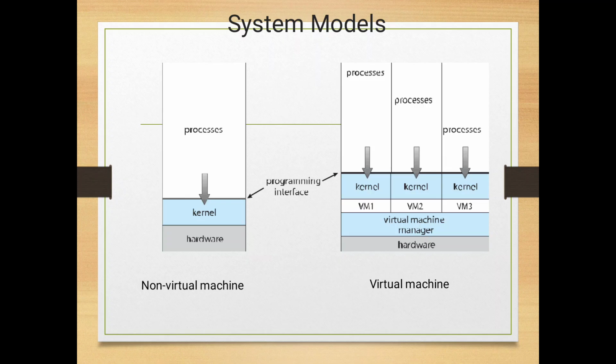So in the system model, a non-virtual machine has a single kernel, and the hardware elements can be accessed through the kernel and the processors. In virtual machines, the processes can be separated, and the kernels are also separated. Each kernel works with each virtual machine: VM1, VM2, VM3.